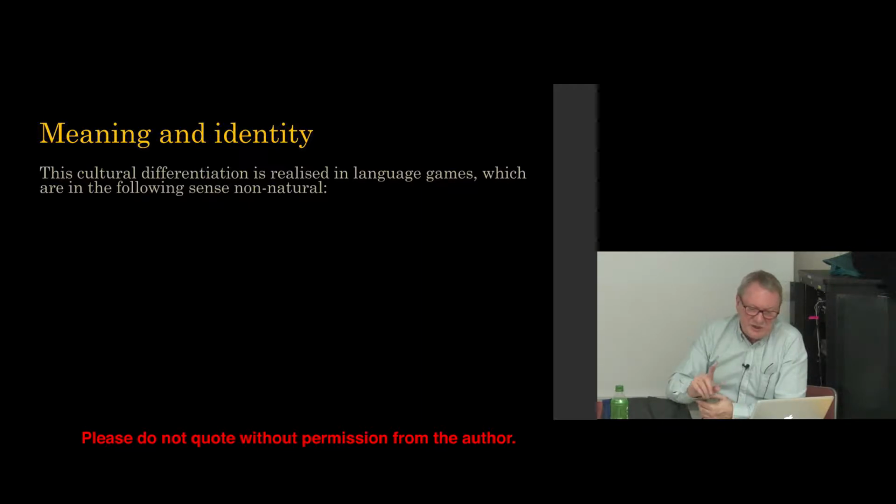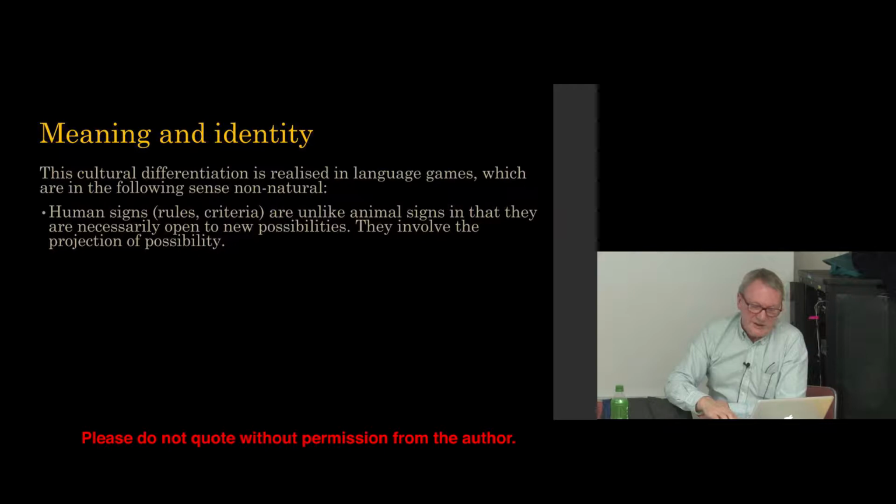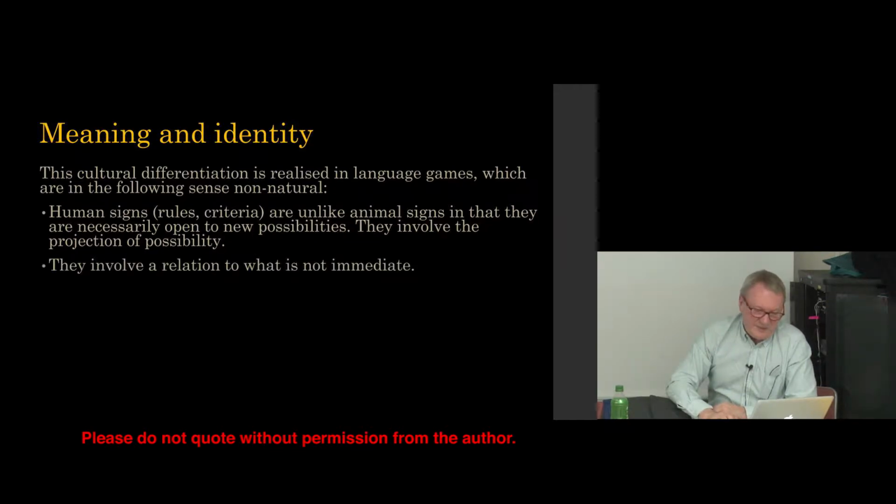And these language games are, in the following sense, non-natural. The animal's life, the lion's life, is natural, but ours are only partly natural. Human signs, which of course depend upon rules and criteria. By signs I mean words, but also high five or stop or whatever this might mean. They're unlike animal signs in that they're necessarily open to new possibilities. They involve the projection of possibility. We saw that in relation to 2468, John Coltrane and so on. They're open to new possibilities. And they involve a relation to what is not immediate.